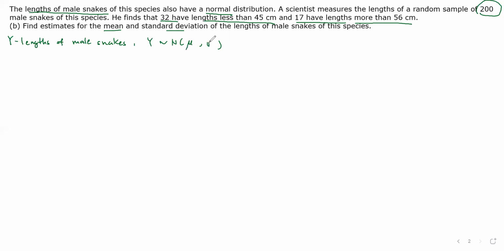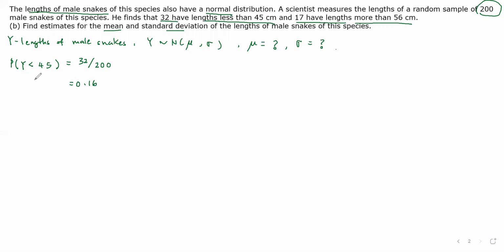We need to find the mean and the standard deviation of the lengths of male snakes. 32 have length less than 45. So the probability the length of a male snake is less than 45 centimeters is 32 out of 200. 32 out of 200 is 0.16. We are given a standard normal table.